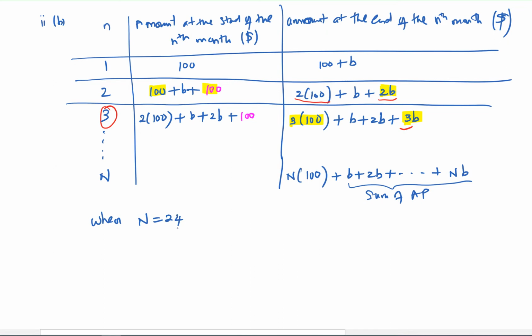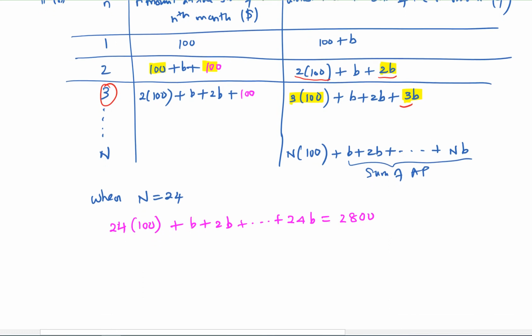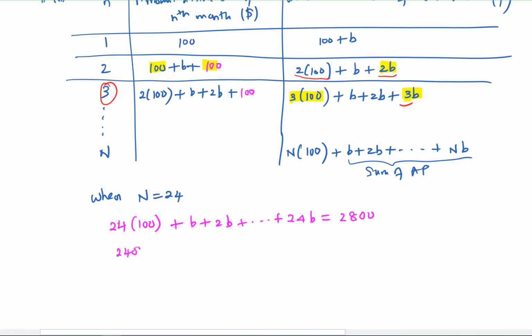Here we're looking at what B should be, so that the amount according to the question, so that the total value is 2800. Let me simplify the total value: it is 24 times 100 plus B plus 2B plus all the way to 24B, and you want this to be 2800. Your aim is to solve for B. So of course here is 2400.